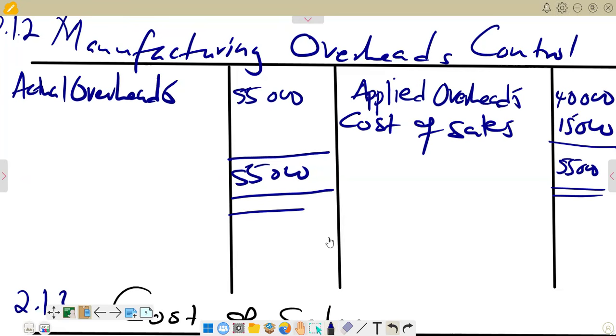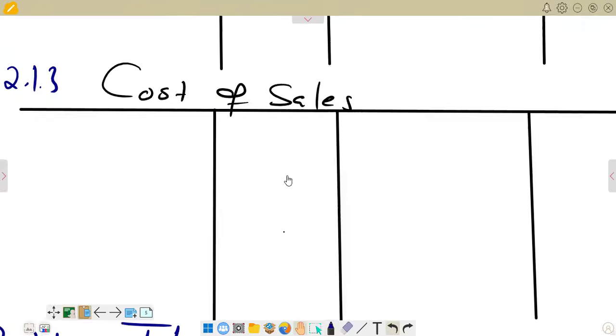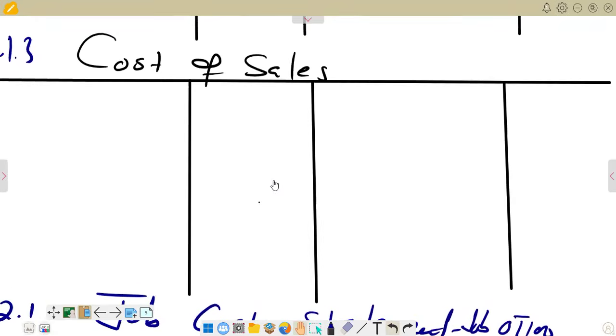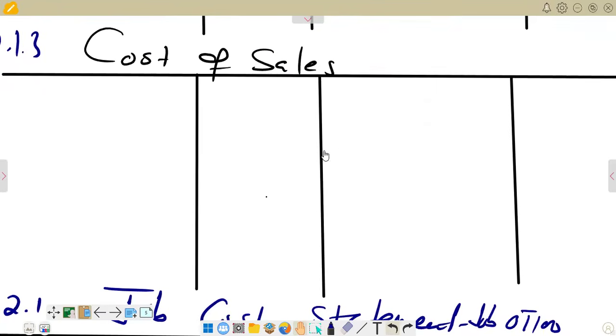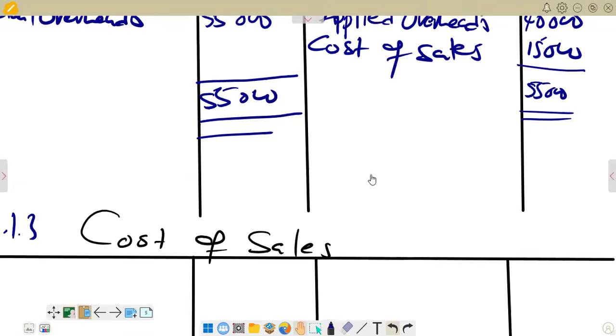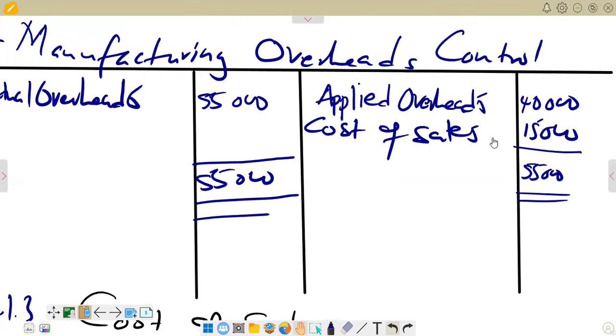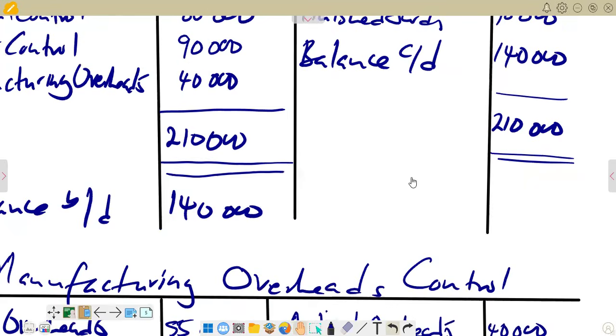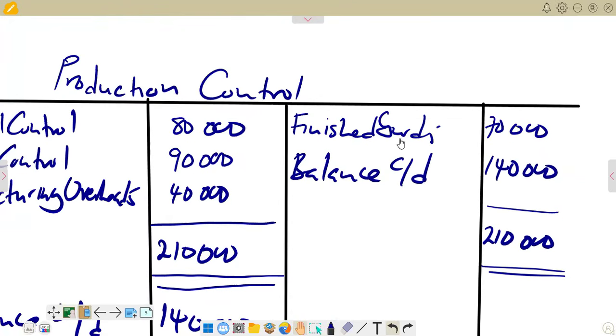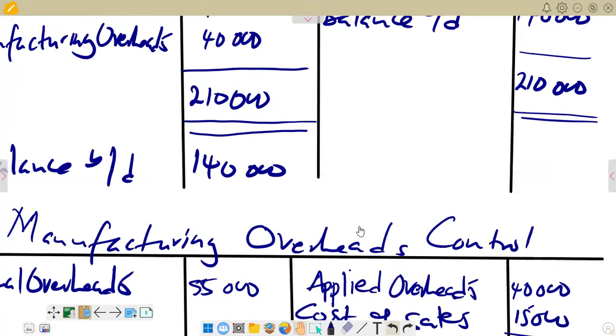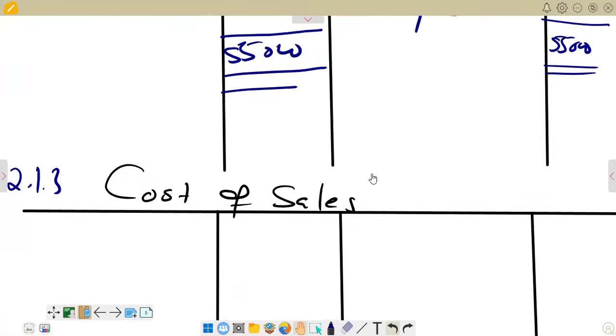Then we go to the next question, which is the cost of sales. On the cost of sales, remember, we already have the figure of 15,000 that we are transferring from the manufacturing overheads. This one is 15,000 that we are taking from the manufacturing overheads. Then we also have the figure of 70,000 that we are taking from the production control, credited in production control into cost of sales, 70,000. So on those two figures, we can start by entering those in the cost of sales account.